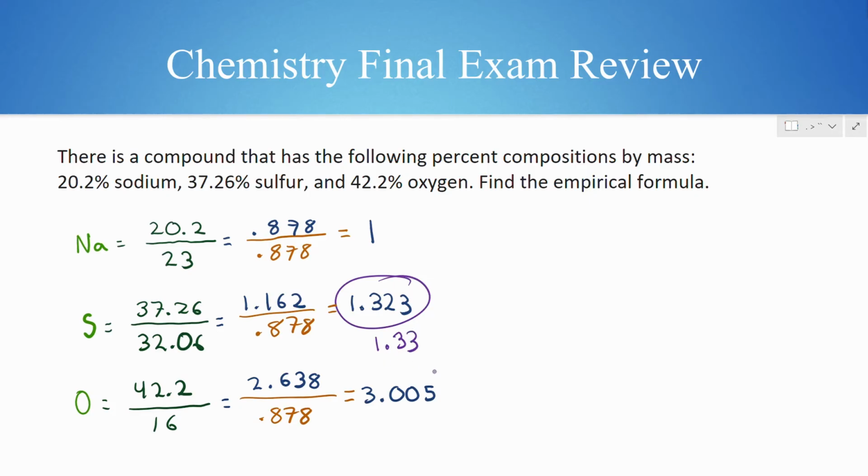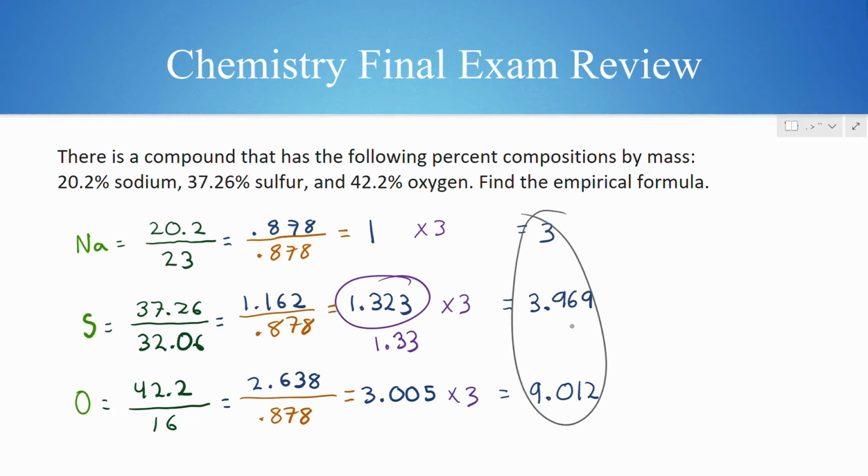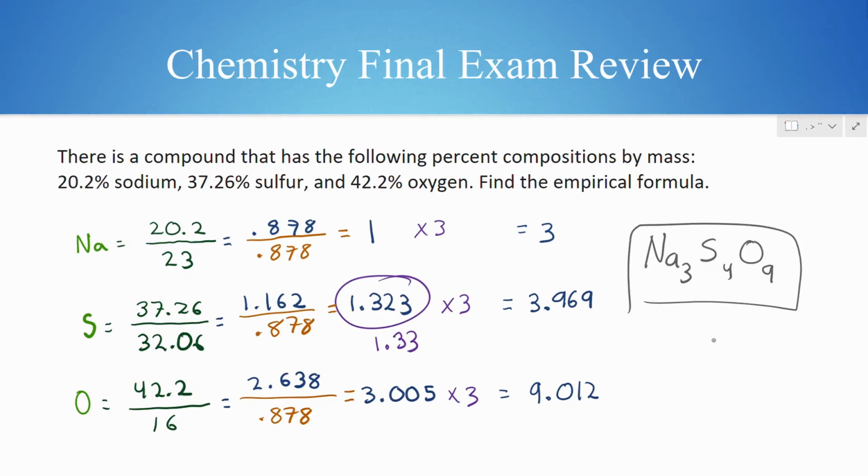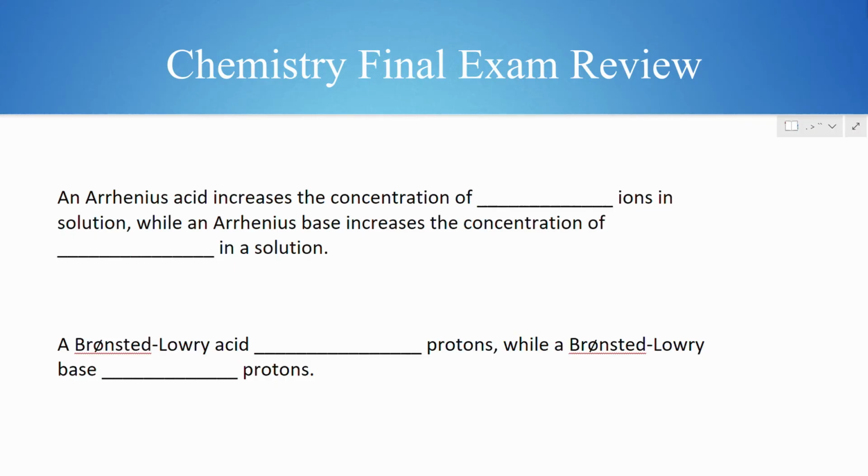We need to multiply everything by 3. So all of this times 3. Because if we have something that ends in 0.33 or something very close to it, we're going to multiply by 3. Alright, so now our numbers are closer to showing us what they actually are. So we have a combination of 3 sodiums, 4 sulfurs. This is very close to 4, right? And this one is very close to 9. And so we have 9 oxygens. So in the end, this is going to be the empirical formula for this problem. Na3S4O9.